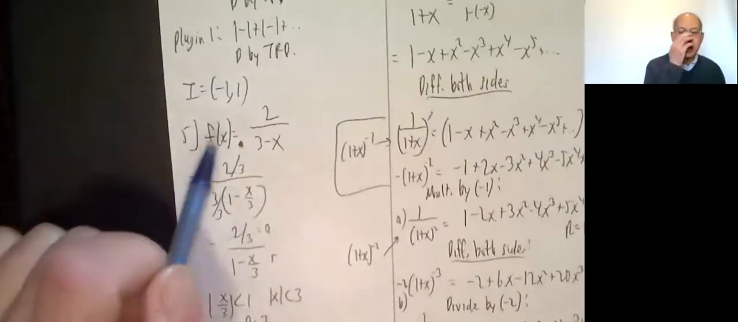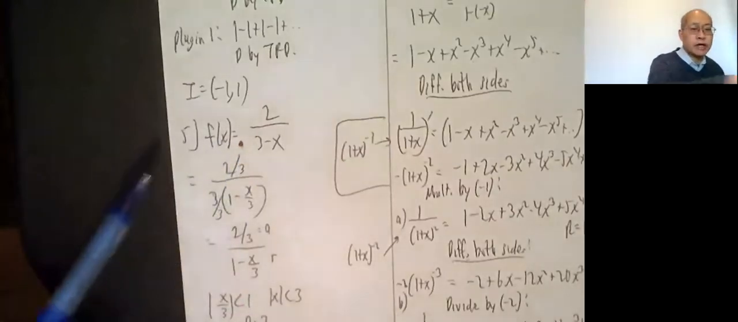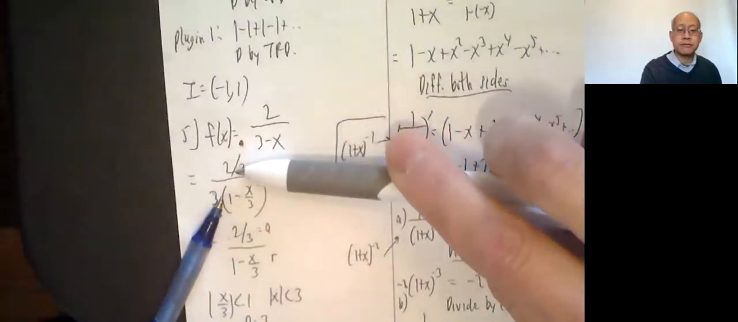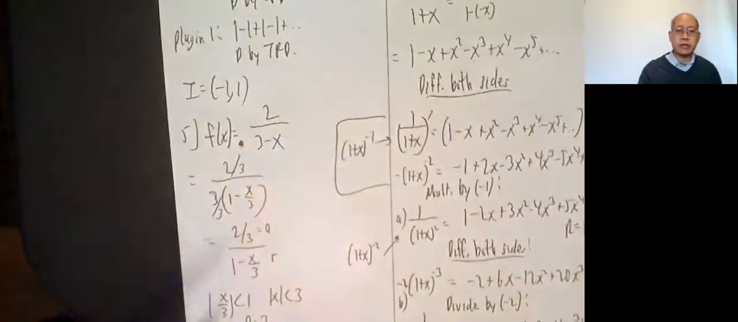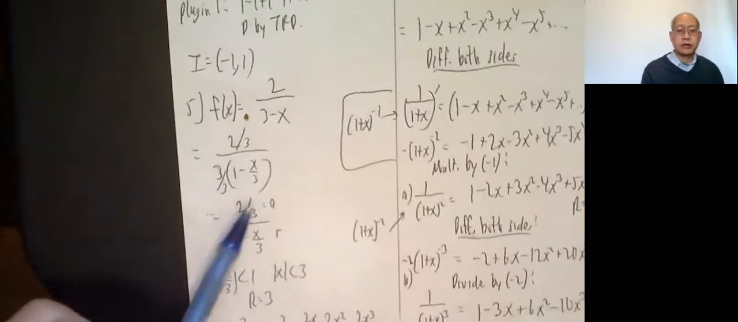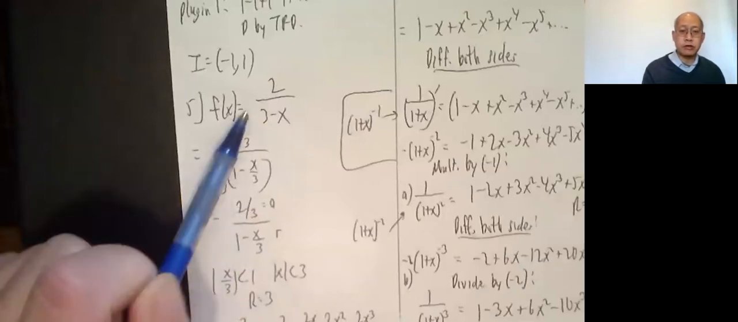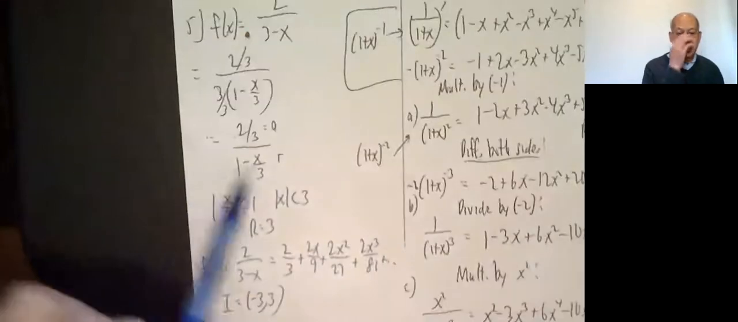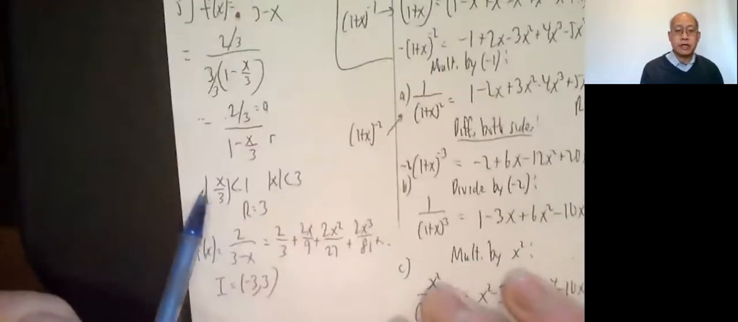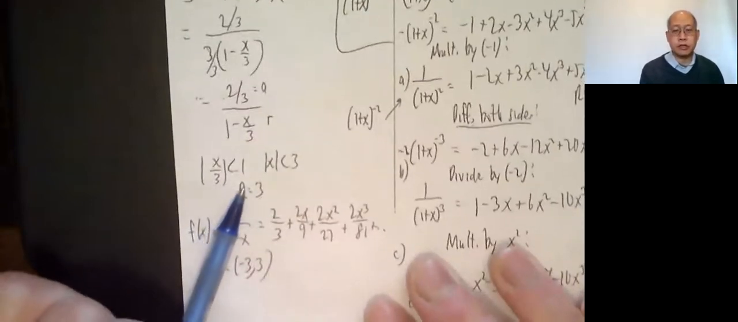Okay, now number 5, you have to make the bottom look like 1 minus r. In order to do that, you factor out the 3 in the denominator. So at the beginning, it's 3 times (1 minus x over 3). And then you divide top and bottom by 3. So it looks like this, 2/3 divided by 1 minus x over 3. So that's my a, that's my r. By the way, you can check. If you multiply top and bottom by 3, you do get that back all over again. So this is my common ratio, x over 3. You set the absolute value of that to be less than 1 and multiply by 3. The absolute value of x is less than 3, so the radius of convergence is 3.